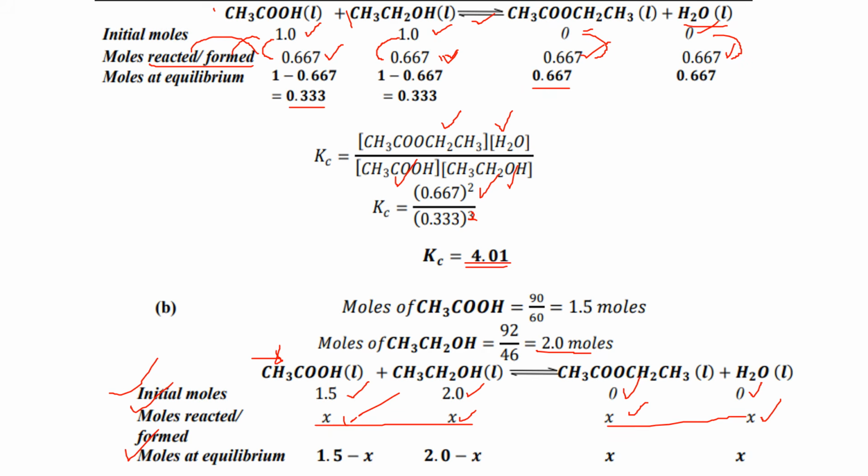So to get moles at equilibrium, on the reactant side, you subtract. So it's going to be 1.5 less X, and 2.0 less X. And on the product side, you just add 0 plus X, you're going to get X. And 0 plus X, you're going to get X. So that's it for this slide.